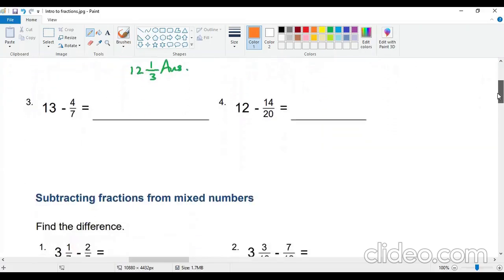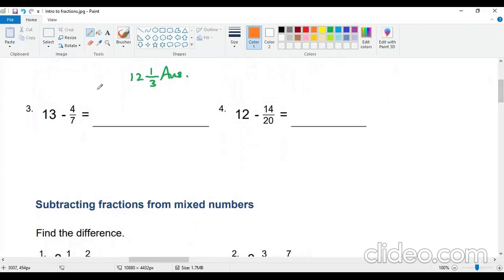Now comes a whole number 13. 13 you should write as 13 over 1 minus 4 over 7, equalizing the denominator. 7 multiplied by 1 and 1 multiplied by 7. So 7 times 13 and 4 times 1. You will write as 91. 13 times 7 is 91 over 7 minus 4 over 7.